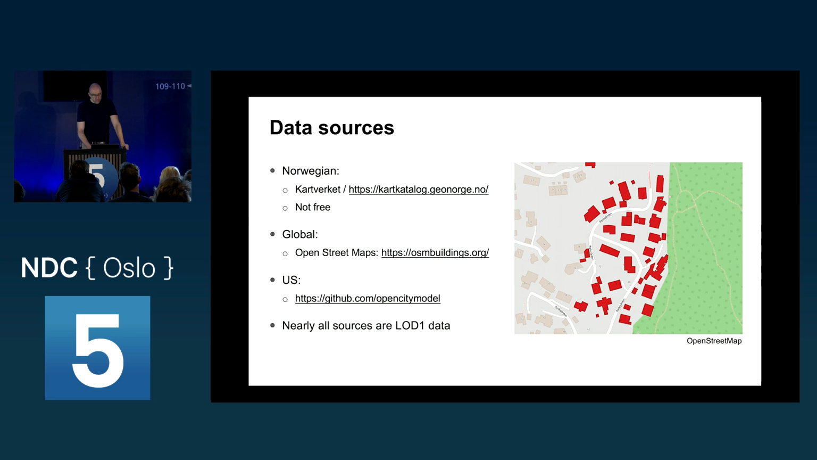Nearly all sources are LOD1 data, essentially not so detailed. And if you look at the map here on the right side, these red polygons are essentially what you get hold of. That's what you get when you have a look inside the GeoJSON files.